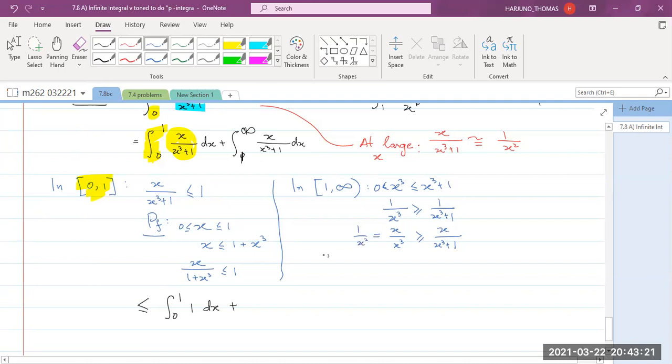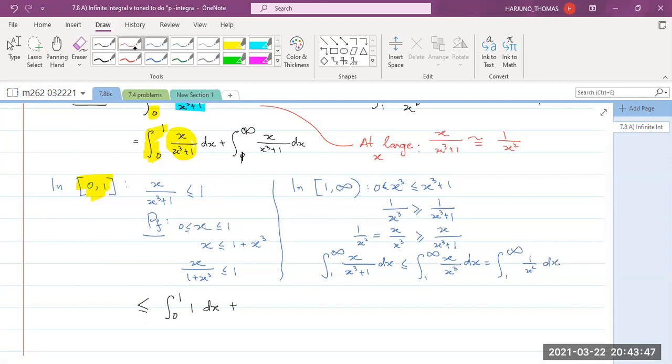So what we have is the integral from 1 to infinity of x over x cubed plus 1 dx is less than or equal to the integral from 1 to infinity of x over x cubed dx, which is equal to the integral from 1 to infinity of 1 over x squared dx. So I bound it above by the integral from 1 to infinity of 1 over x squared dx.